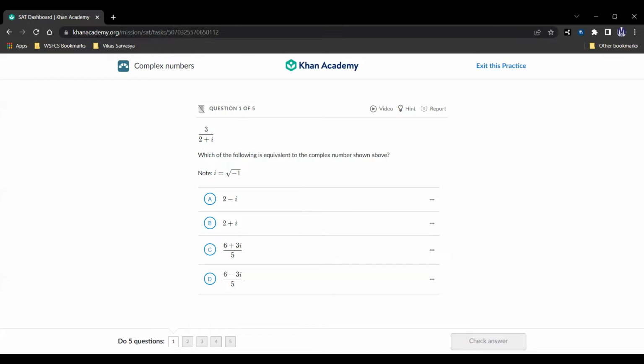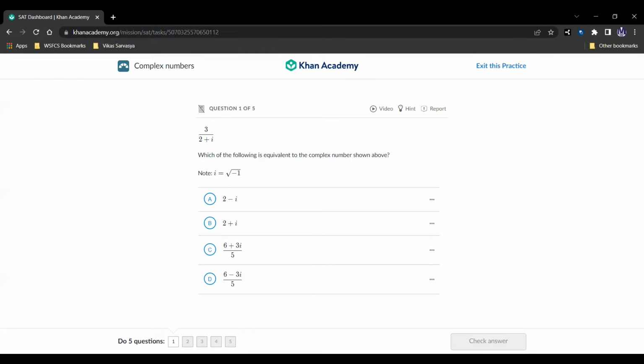And with that, let's get into the study of complex numbers, the last part of the SAT. All right, so we are given 3 over 2 plus i, where i is the square root of -1. We're asked which of them is equivalent to the complex number shown above. All right, we're going to introduce the idea, the conjugate, right now.